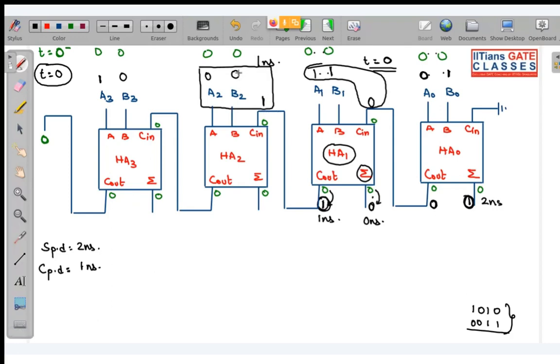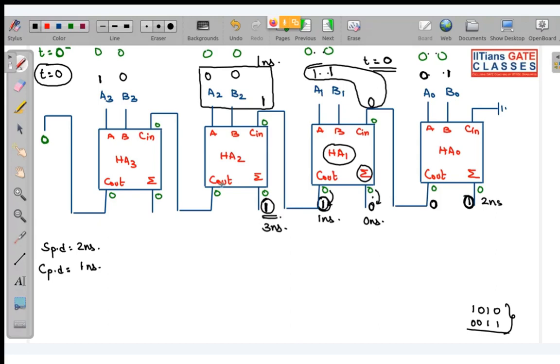So look over here. When you were adding 0 plus 0, carry was also 0, sum was 0. When you add 0 plus 0 plus 1, sum will be 1. As you have applied the input at 1 nanosecond, this sum will get stabilized at 2 nanosecond. Sorry, 1 plus 2, that is 3 nanosecond. Last time I think I had made some mistake. I didn't write 3 nanosecond over here. This is 3 nanosecond. So look, this sum is getting stabilized at 3 nanosecond.